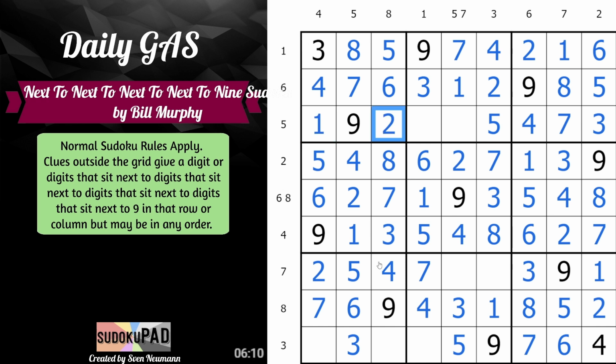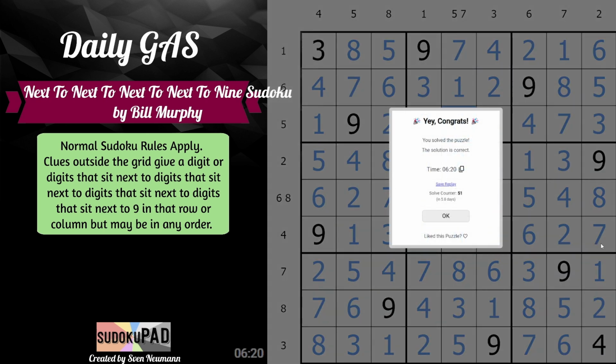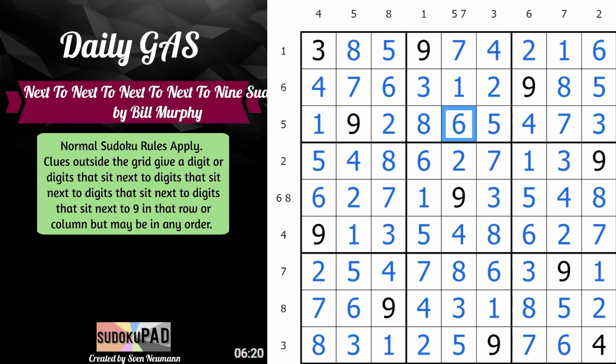1, 2, 1, 8. Across, we still need 2. Here we need 8, 6. And to finish this off, we need 6 and 8. And we are done in 6 minutes and 20 seconds with next to next to next to next to 9 Sudoku by Bill Murphy. So hopefully you enjoyed, and thank you for watching.